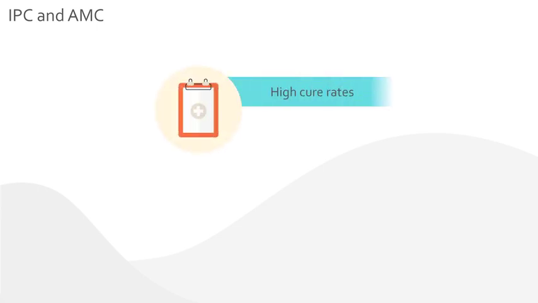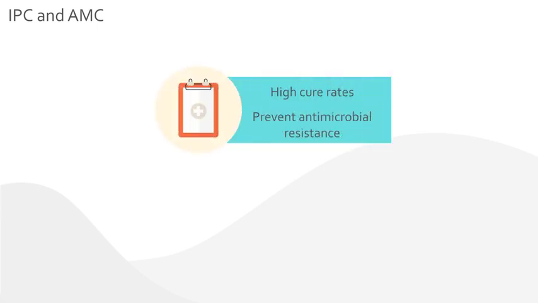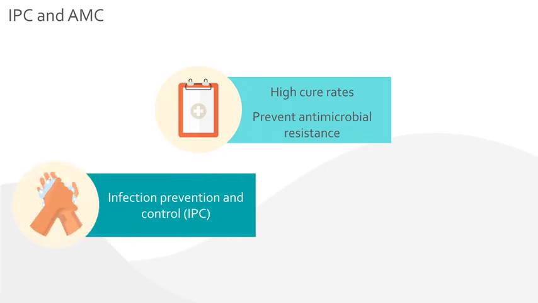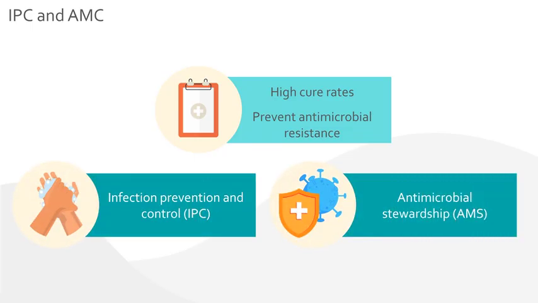Up-to-date treatment guidelines help to ensure high cure rates and prevent development of antimicrobial resistance. Reaching these objectives also requires careful attention to both infection prevention and control, or IPC, and antimicrobial stewardship, or AMS, principles. Countries should consider conducting clinical audits periodically to improve rational and responsible antibiotic use.